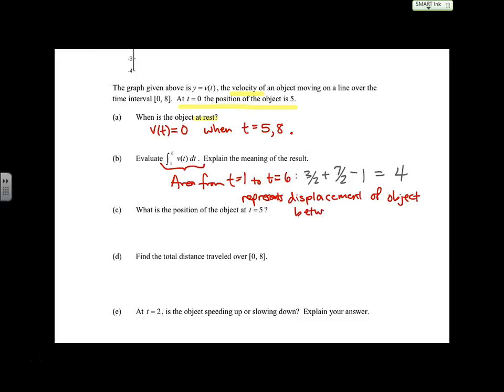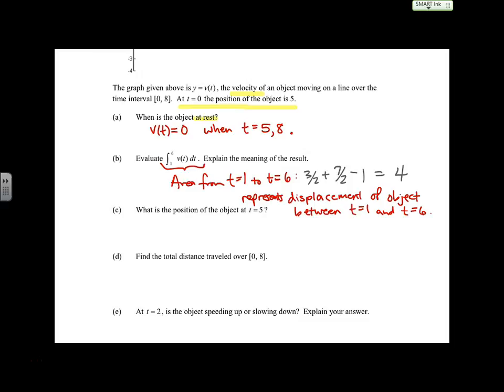Between t equals 1 and t equals 6. There's different ways of saying it, but they didn't really give us a lot of context in this one, so we'll just say displacement between t equals 1 and 6 and leave it at that. Don't give us units, it would be in meters or feet or miles, whatever the distance label unit is.